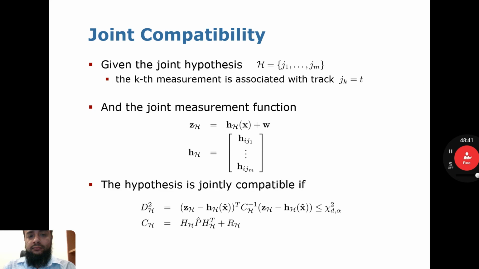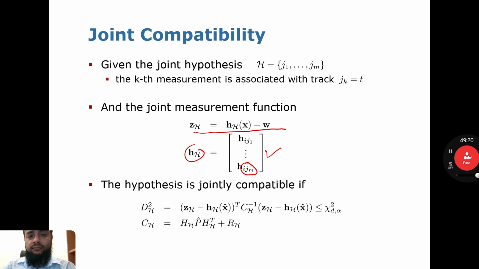So don't worry, we will not go through in detail. It was just the introduction of the multiple target. This is the measurement equation, the same as we have discussed. Here H has this matrix because we are talking about the joint measurement equation. So the joint measurement function here is H, equal to this one.